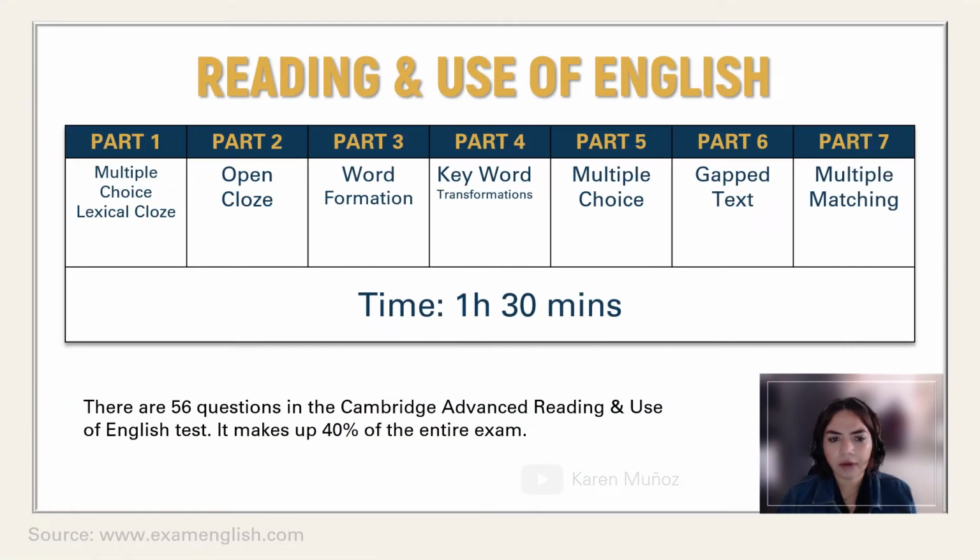Now let's talk about the reading and use of English section. This is the first section of this exam, and this section has 7 parts. It has part 1, which is about multiple choice lexical clues, part 2, which is the open cloze, part 3, which is the word formation, part 4, which is the keyword transformations, part 5, which is the multiple choice, part 6, which is the gap text, and part 7, which is the multiple matching.